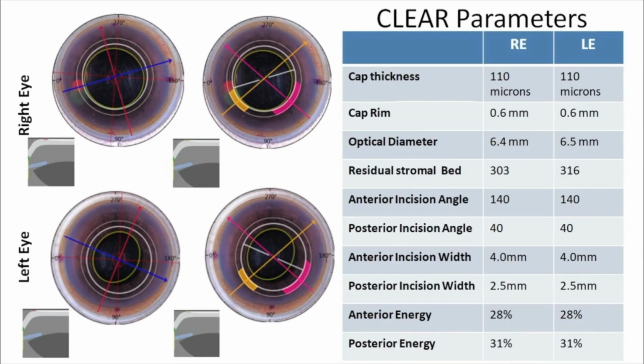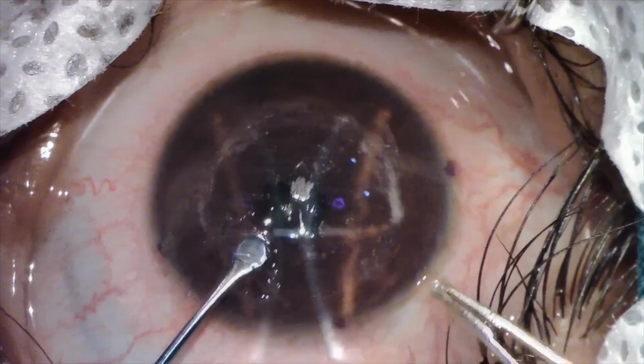Lenticule extraction CLEAR surgery was planned with a cap thickness of 110 microns, optical diameters of 6.4 and 6.5 mm, and residual stromal bed of 303 and 316 respectively. The right eye surgery was uneventful.